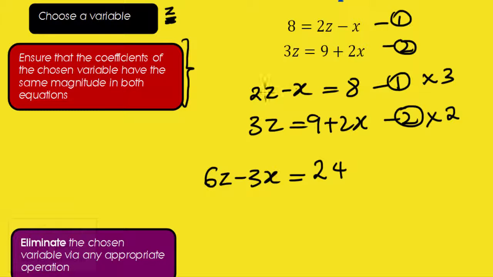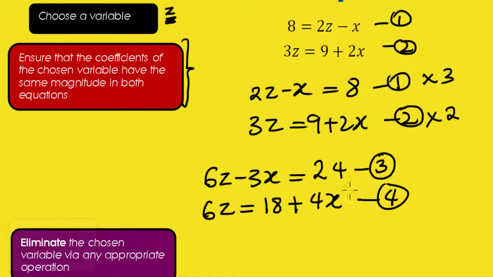So all you do is just multiply each term by 3. 3 times 2z, 6z, minus 3 times x, 3x, equals 3 times 8, 24. So this gives us equation 3. Similarly, multiplying equation 2 through by 2, you multiply each term by 2. So 3z times 2 is 6z, 2 times 9 is 18, 2 times 2x is 4x.